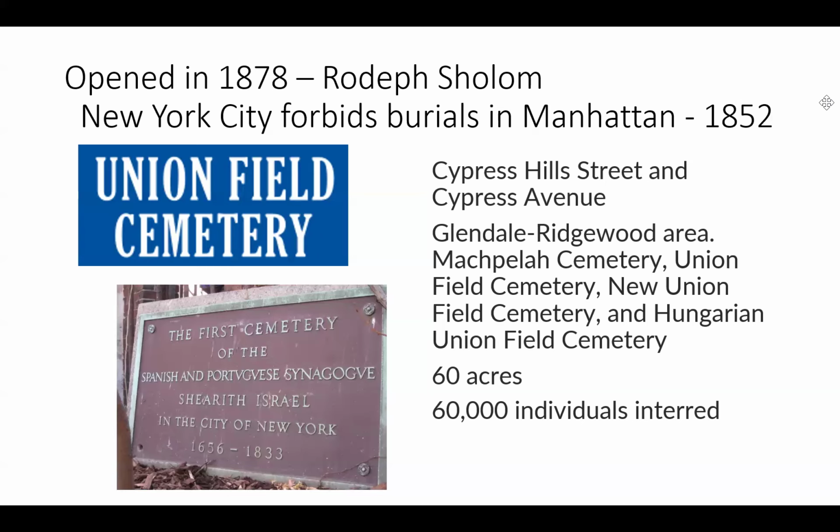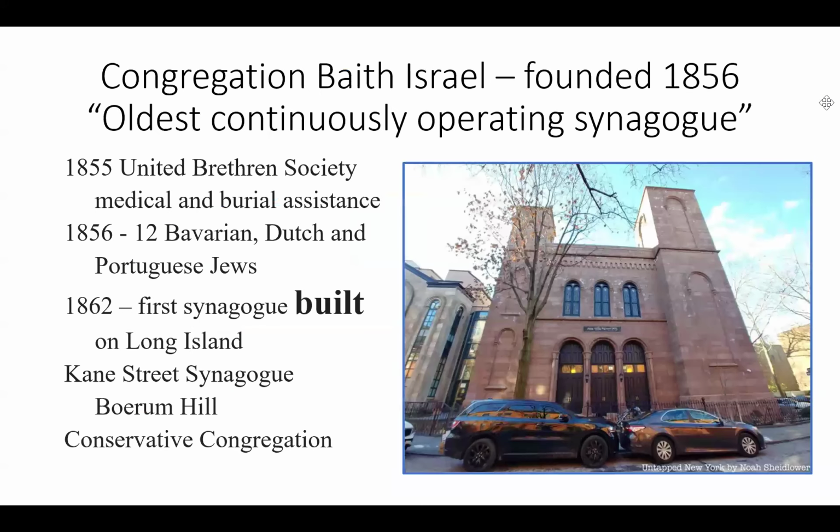So gradually, cemeteries were being built. Now, the oldest cemetery is Shearith Israel, dating from 1656. There you can see it was closed in 1833. The second one was built. But by 1852, they had to move their cemeteries to Brooklyn and Queens.